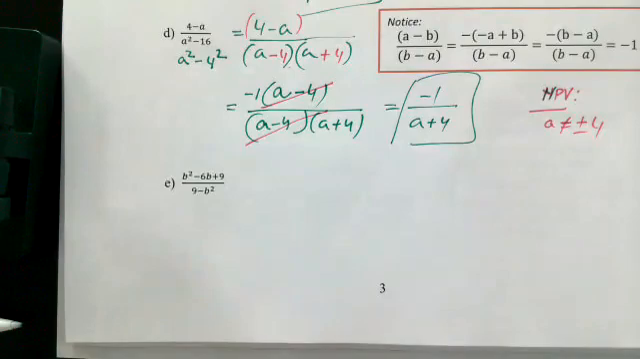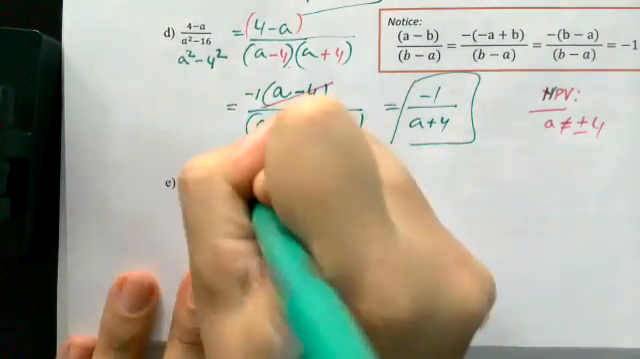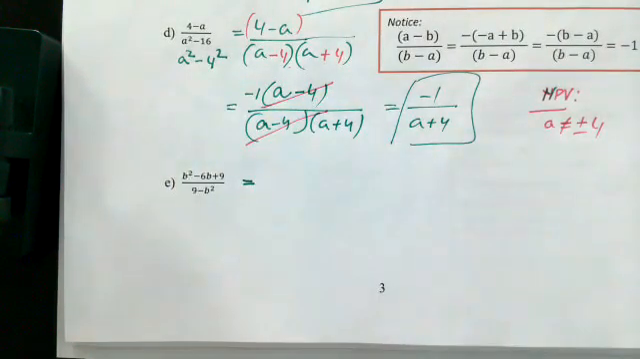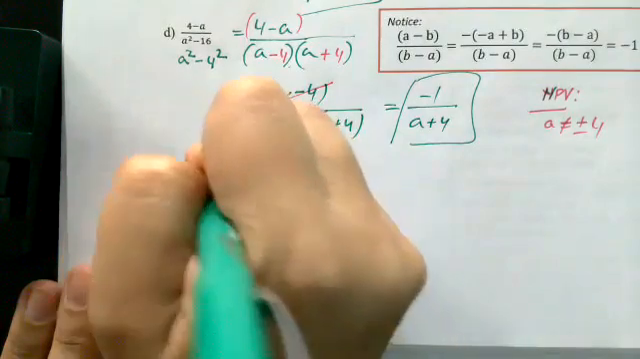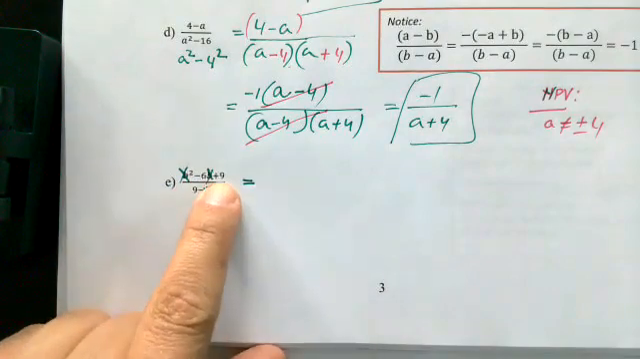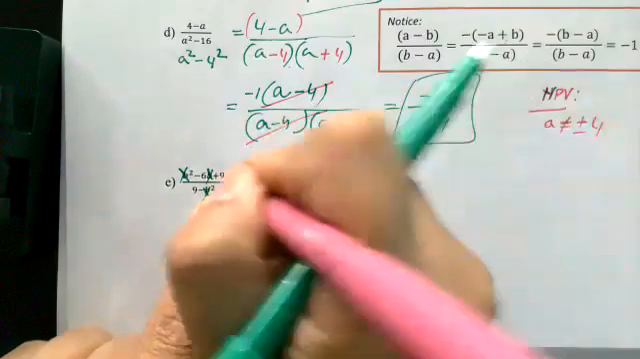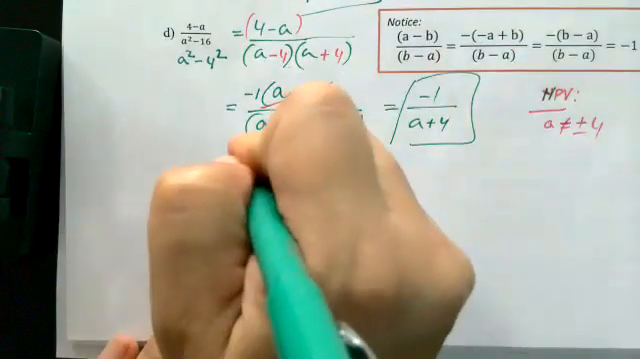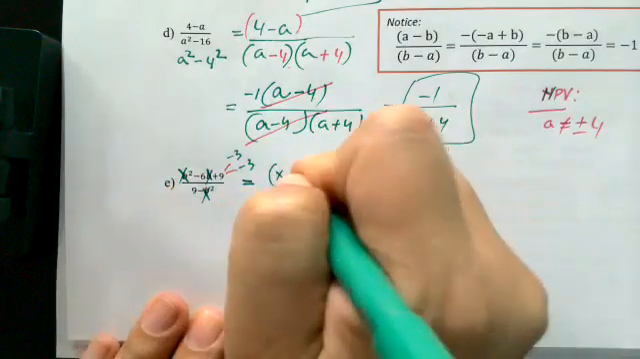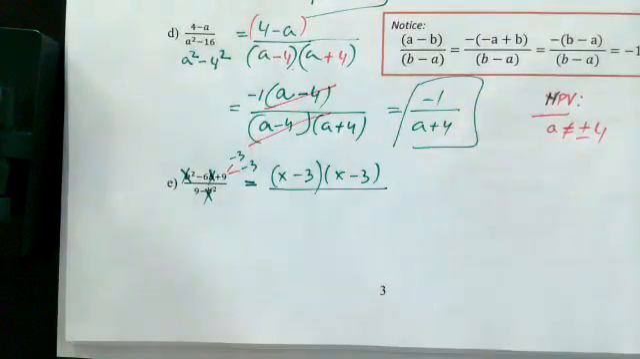The last one, I think it's a similar one. b squared minus 6b plus 9 over 9 minus b squared. We can replace these with the x's if you think that's easier. It doesn't matter really what the variable is. So now two factors of +9 that added give us -6: -3 and -3. So we have x minus 3. You can put a square, or you can just do it again, x minus 3, like that.